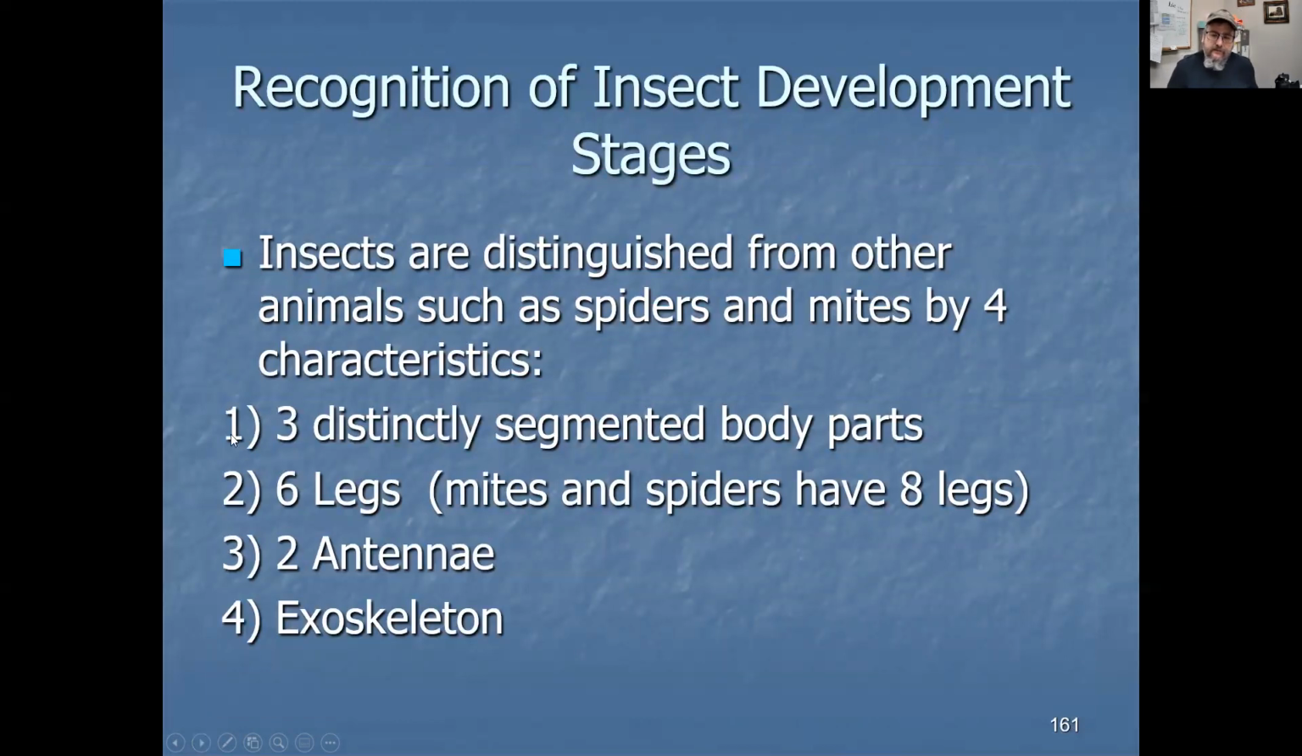Recognition of insect development stages. So insects are distinguished from other animals such as spiders and mites by 4 characteristics. One, they have distinctly segmented body parts, 3 distinctly segmented body parts, 6 legs. Mites and spiders have 8 legs, and insects have 2 antennae and an exoskeleton.